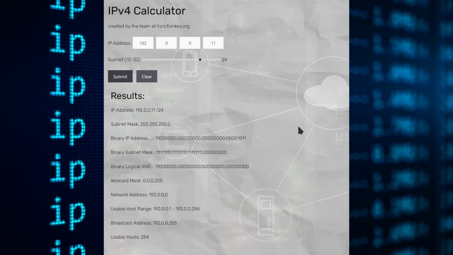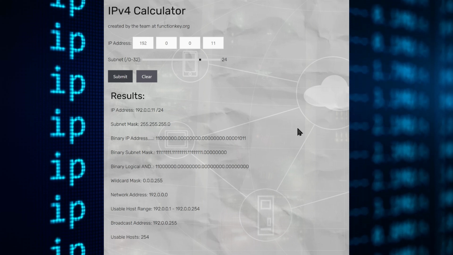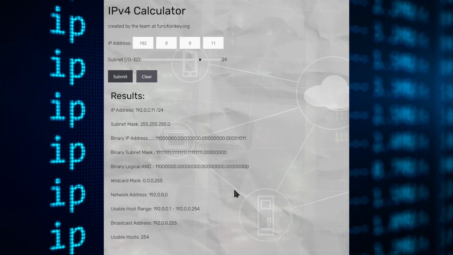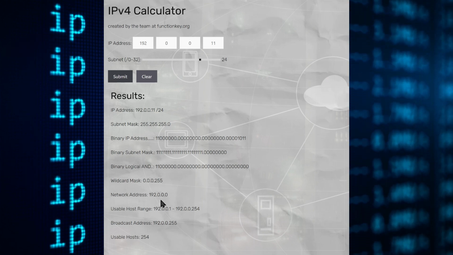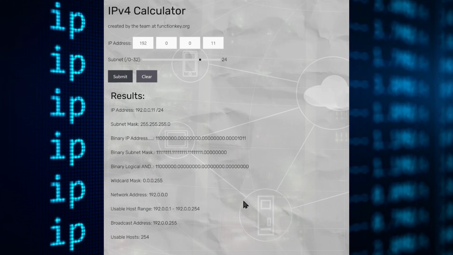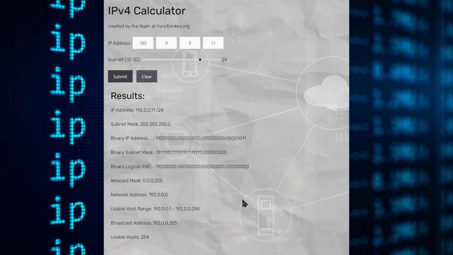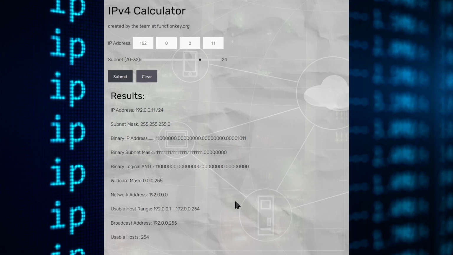Network and host identification. For the IP address 192.0.0.11, the network is 192.0.0.0, and the specific host within that network is identified by the number 11. This means that within the network 192.0.0.0/24, the address 192.0.0.11 refers to a specific device.